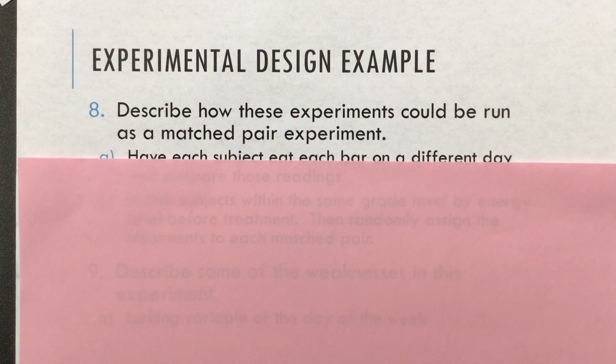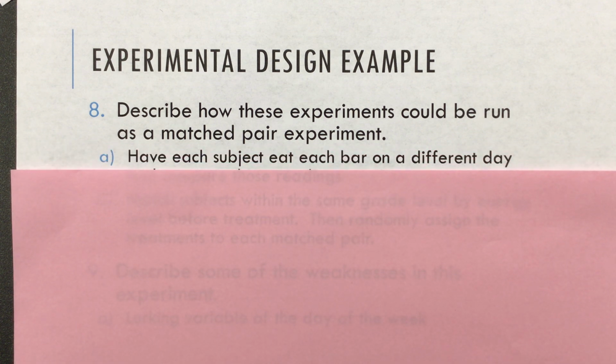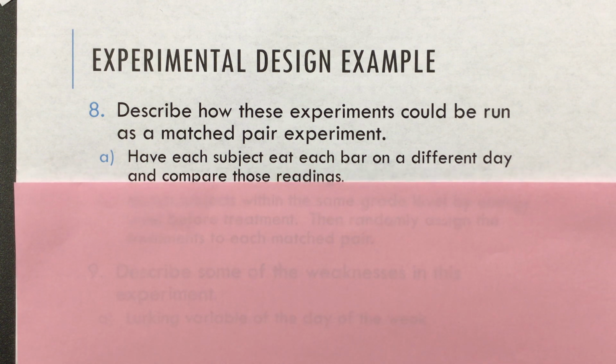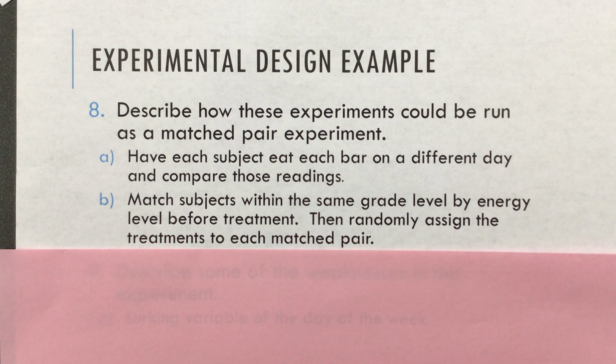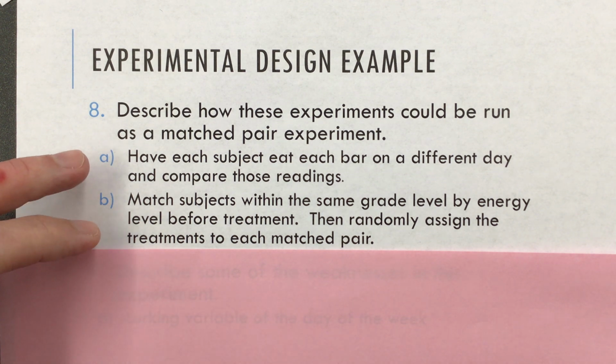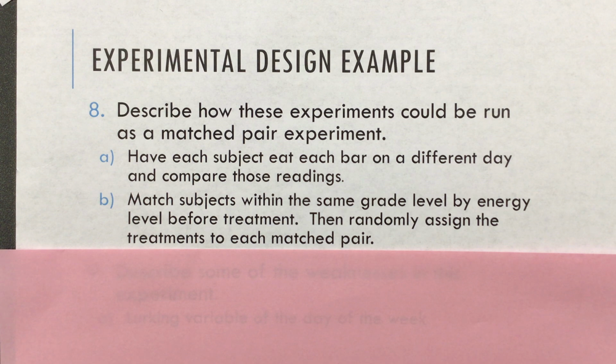Okay, so one way to do a matched pairs, each subject will end up eating each bar, right? Each treatment. Just do it on a different day and compare the results that way. So we can see if one bar has a better effect than another bar on energy level. Another option would be, instead of each subject trying each bar, we could match subjects by energy level who are in the same grade and compare the effects of the different bars that way, right? So those are the 2 different ways of doing the matched pair. In this case, we could do either of the 2 methods. We could have each subject try each bar in a random order, or we could match subjects that have similar energy levels before the treatment.